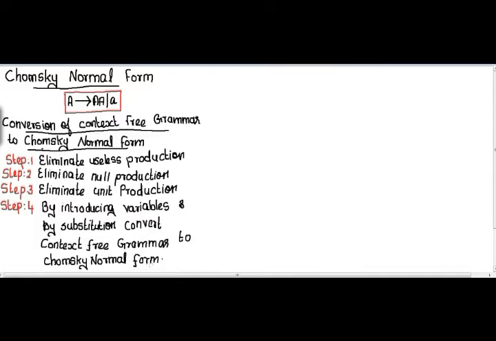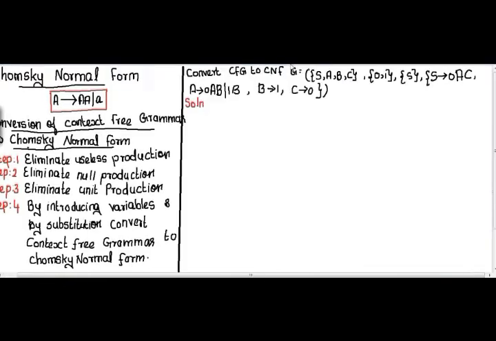Now I'll explain this conversion of context-free grammar to Chomsky normal form with an example. The question is written over here. In this, four non-terminals are used, two terminals are used, and S is the start symbol, and these are the production rules. Now I am going to convert this context-free grammar to Chomsky normal form. So step 1 is to eliminate useless production.